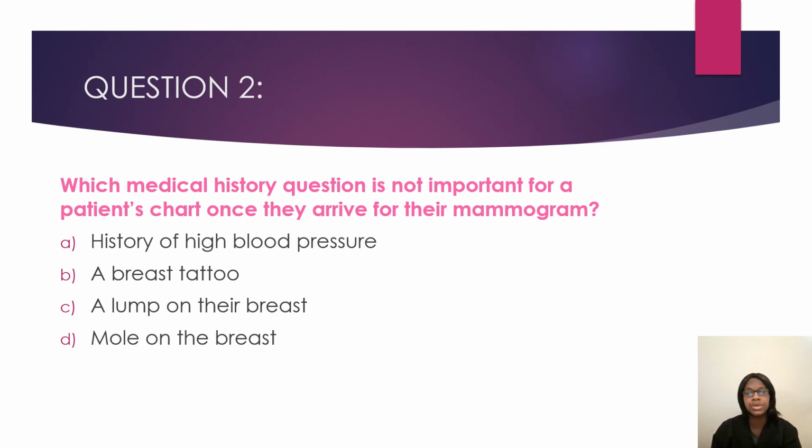Question 2. Which medical history question is not important for a patient's chart once they arrive for their mammogram? History of high blood pressure, a breast tattoo, a lump on their breast, a mole on the breast. So which one of these is not important?